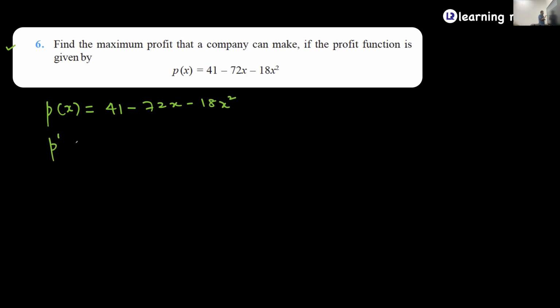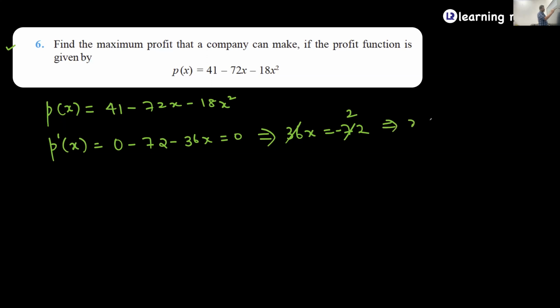What is P dash of X? 0 minus 72 minus 36X. So equating this to 0, what are we going to get? We'll get 36X is equal to 72 with a minus sign. So 36X is negative of 72. So 36 is going to cancel 72 2 times. So X is going to come out as minus 2. This is the critical point.